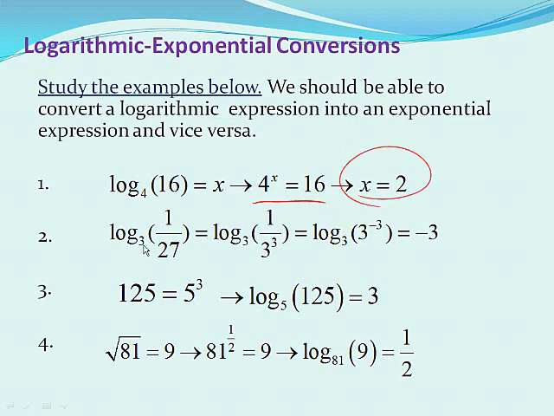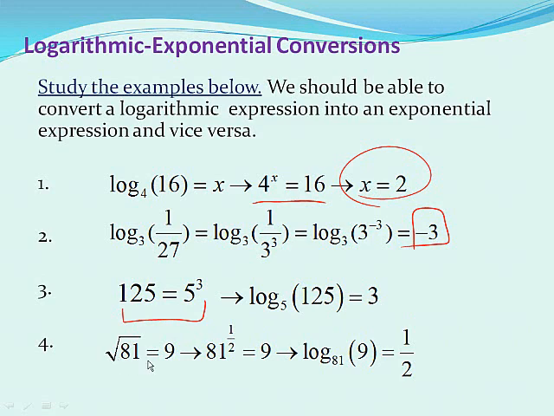Log to the base 3 of 1 by 27 will be written as log to the base 3 of 1 by 3 to the power 3, and 1 over 3 to the power 3 is 3 to the power negative 3. So we will get log to the base 3 of 3 to the power negative 3 equal to negative 3. So this is another equation which is written in the exponential form. We can now write this in the logarithmic form like this: log to the base 5 of 125 equal to 3.